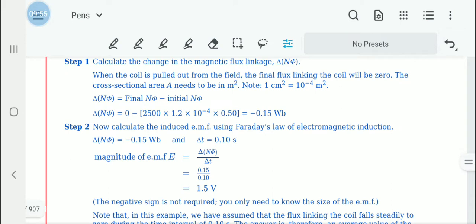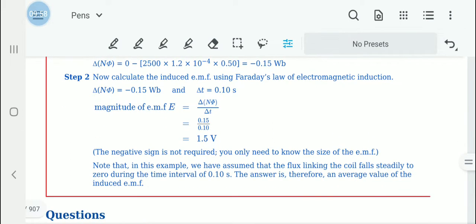If you make a mistake with the negative sign, it actually doesn't really matter, because for the final value we don't get the sign, we generally disregard the sign, right? 1.5 volts.